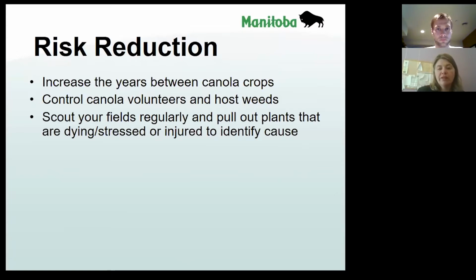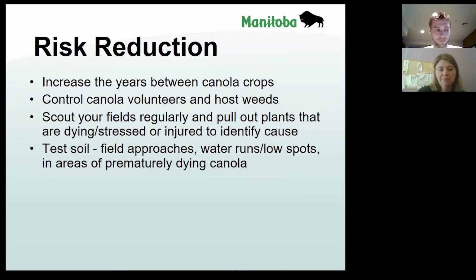Scout your fields regularly and pull out plants that are dying or stressed out or injured and identify what the cause is. Don't just assume it's something else, a wet spot, a spot that's dried out because it's on a gravel ridge. In lots of years, it's the dry years where farmers were finding clubroot, here in Manitoba and Alberta as well. In the wet years, the spot was typically drowned out and they just assumed it was a wet spot. It's in the dry years where the rest of your crop looks fine, even those low spots and other places look fine, but it's these few spots that are dying, and just go figure out what's going on.